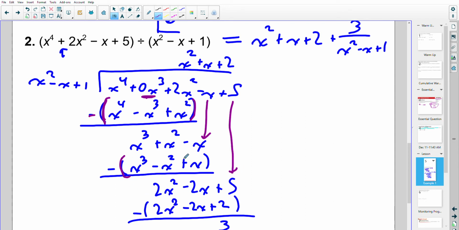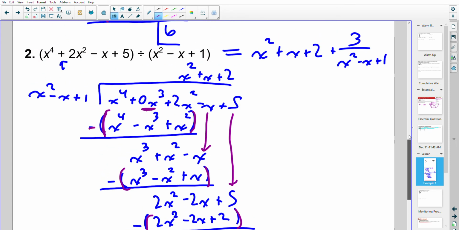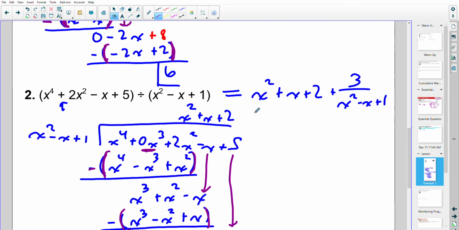So distribute, subtract, and bring down the next term. Again, big parentheses, subtract, big parentheses, subtract. I see so many mistakes, and that's why I'm trying to reinforce this big parenthesis idea. And then you get 3 as a remainder. Once you have 3 as a remainder, you write it as the quotient, remainder over the divisor.